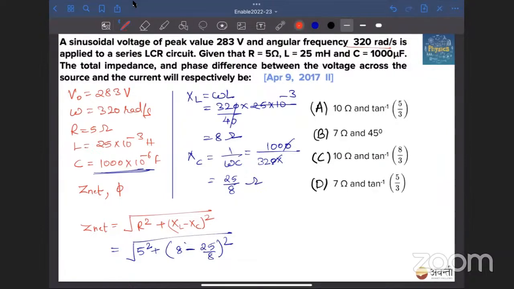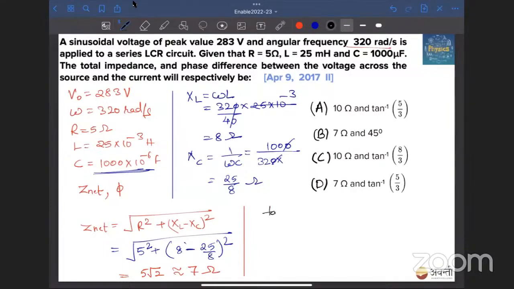So with magic, I will find the answer. So it will be root 50, that is 5 root 2. Or approximately we can write it as 7 ohms. Clear? In B and C I can see 7 ohms, but still the phase we have not calculated. So we can calculate the phase as well. Hold on.